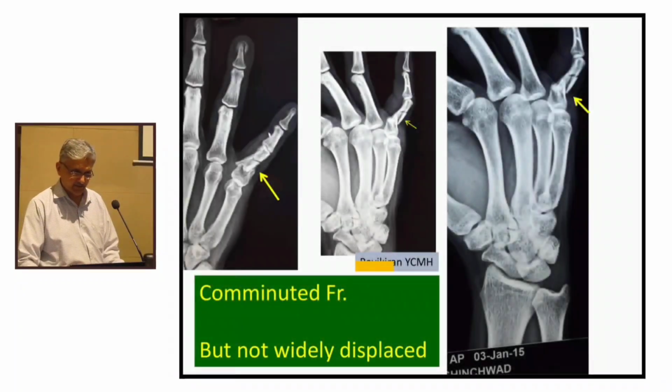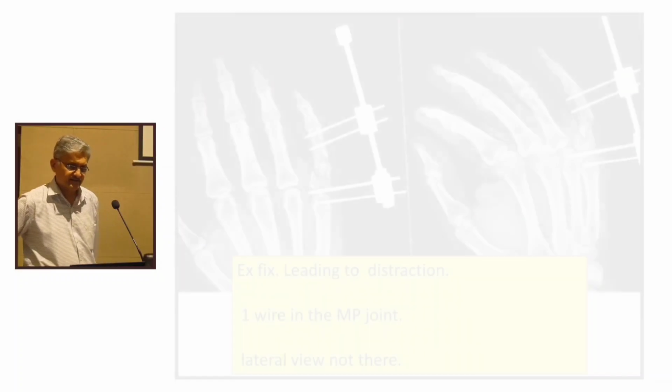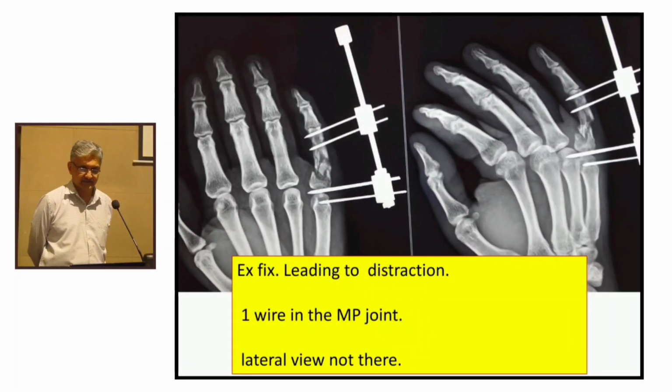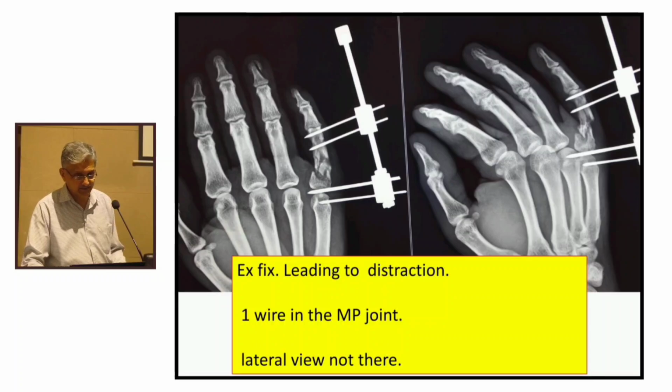Fracture of the proximal phalanx, displaced, yes. Angulated, yes. Combination, yes. But it is in contact. Now this has been treated with an external fixator. What is the fixator doing? Fixator is distracting the fracture. It is preventing the natural process of healing. So this is one thing.